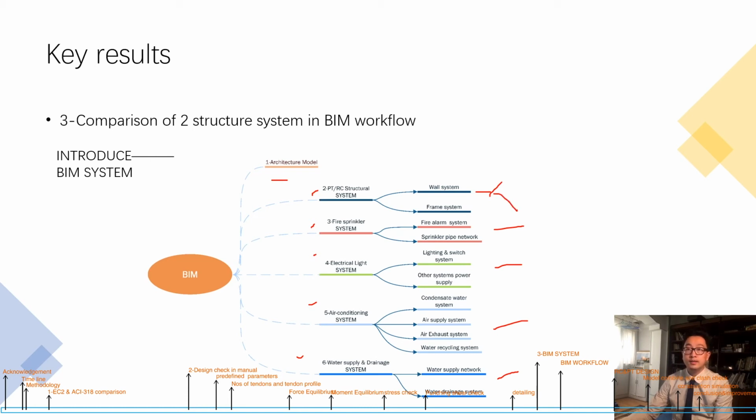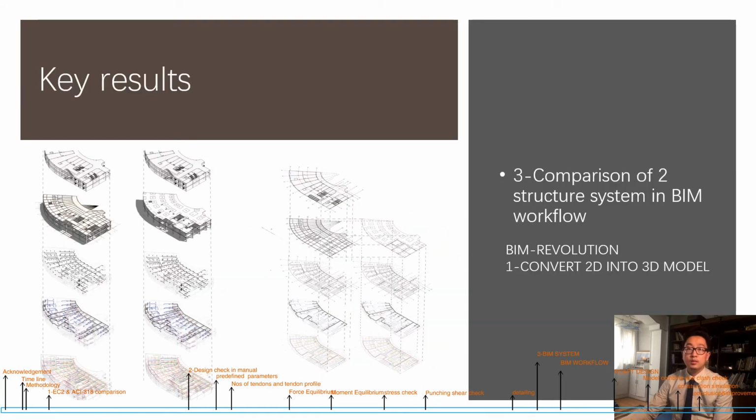So how do we coordinate all of these? The BIM building information model is the ultimate solution. As a current trend of the technology revolution, what BIM did is convert the 2D plan drawing into a 3D model. This is a big step forward for an engineer to visualize the design outcome.